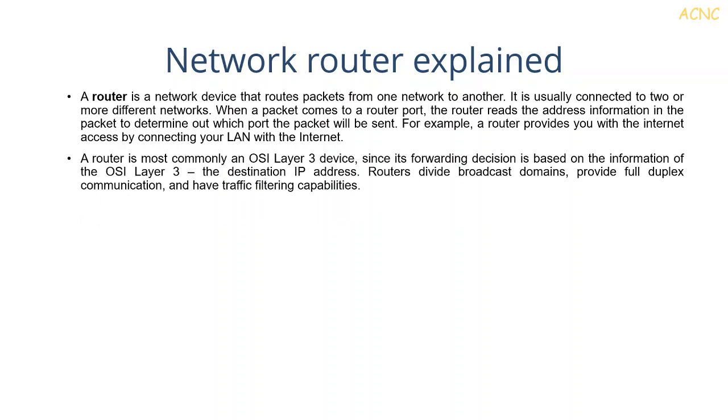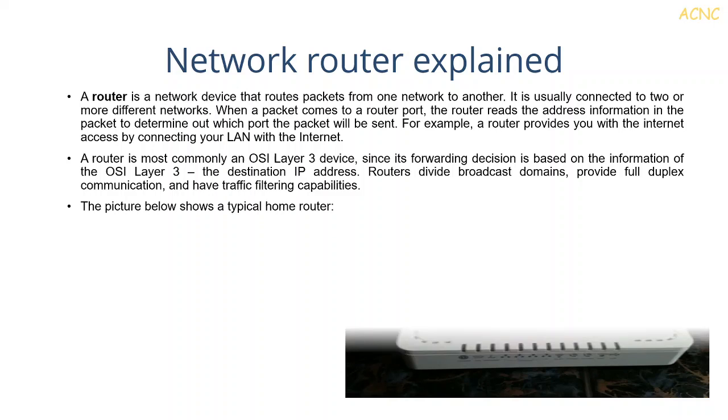That means before the router, the internet is a different network, and after the router, your local area network is a different network. So the router is connecting two different networks, the internet and your local network. A router is most commonly an OSI layer 3 device since its forwarding decision is based on OSI layer 3 information, the destination IP address. Routers divide broadcast domains, provide full duplex communication and have traffic filtering capabilities.